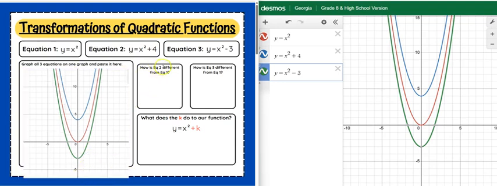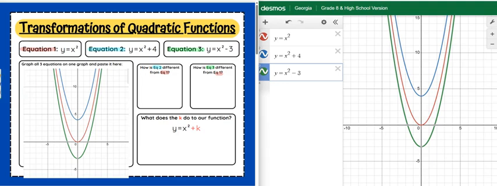So let's, just for fun, say my equation 1 is the red one. My equation 2 is the blue one. And my equation 3 is the green one. So you can see them right over here as well. All right, how does my blue graph change? How is my blue graph, my equation 2, different from equation 1? Well, it has been moved up.